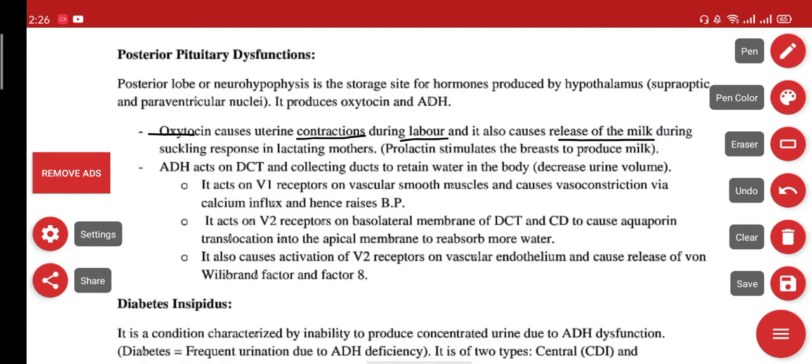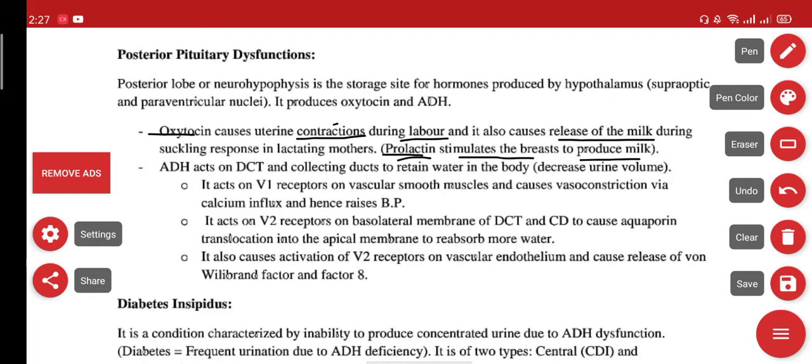Okay, now there is also another hormone that acts on the milk, and that is prolactin. Prolactin stimulates the breast to produce milk. So you have to differentiate between these two. Oxytocin causes the release of the milk, whereas prolactin causes the production of the milk. So that's all about oxytocin. Mainly two functions: one is the contraction during labor, and second is the release of the milk.